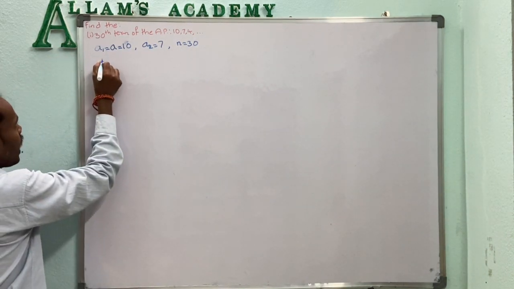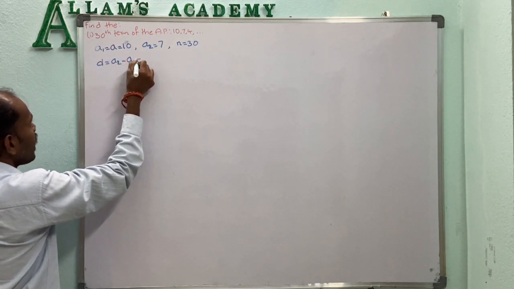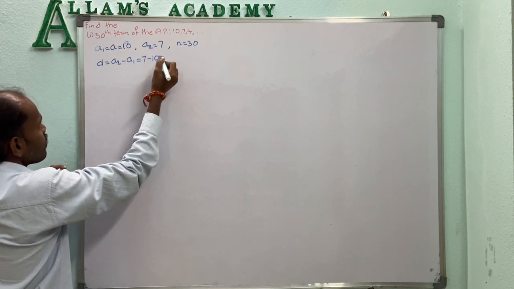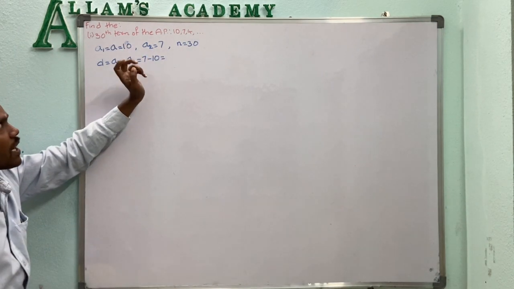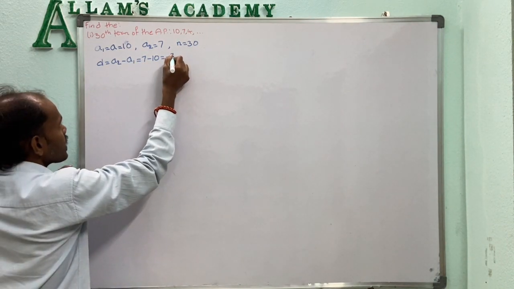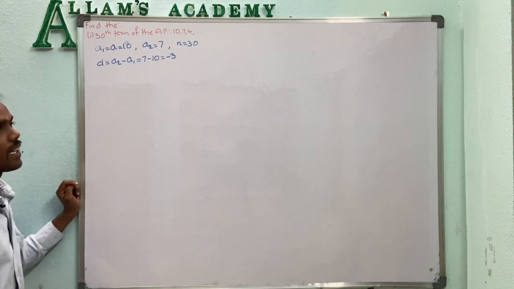Now find the common difference d, which is equal to a2 minus a1, that is 7 minus 10. So a2 is 7, a1 is 10. So 7 minus 10 is nothing but minus 3. So the common difference of the series is minus 3.